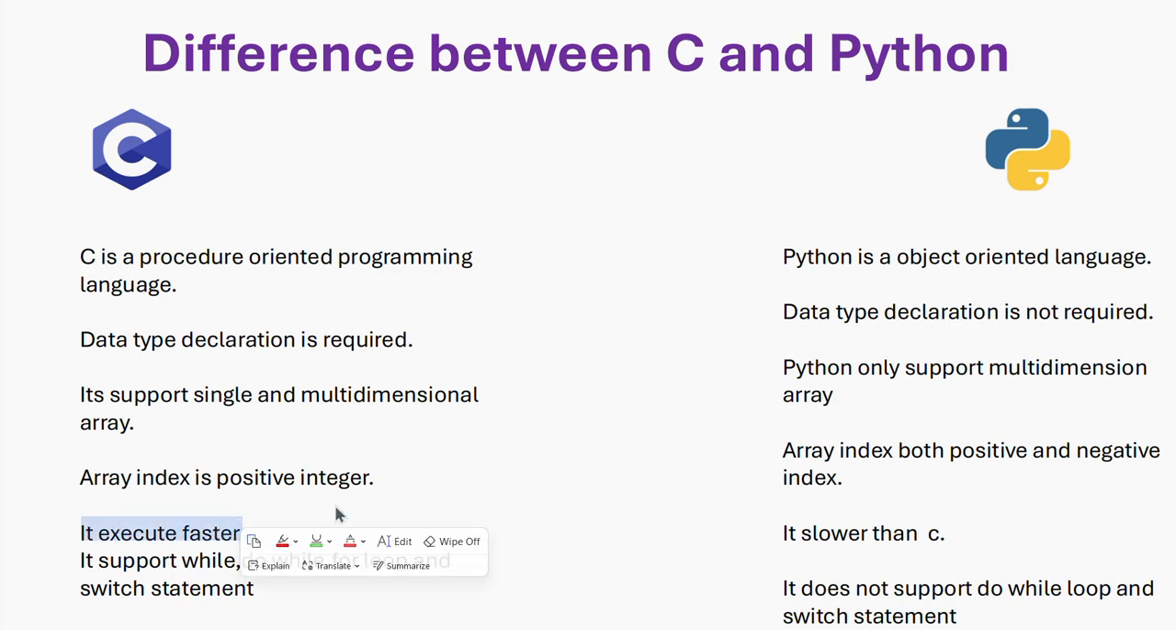C executes very fast, but in comparison to C, Python is slower. C supports while loop, do while loop, for loop, and switch statement. Python allows all of these but does not support the do while loop. It supports while loop and for loop, but the do while loop is not supported.